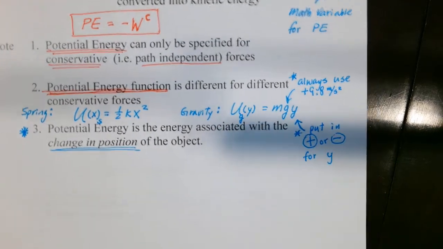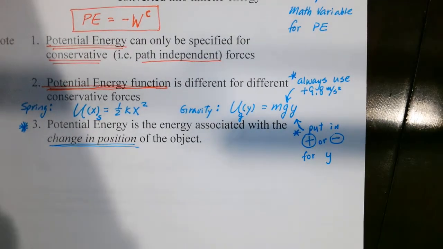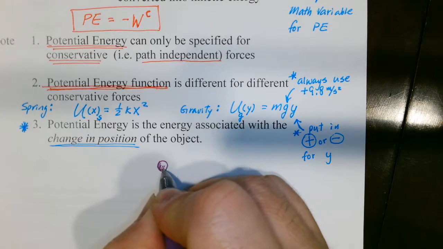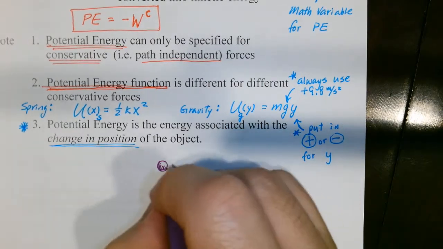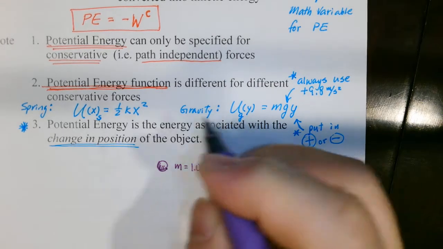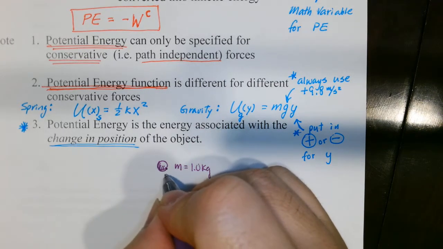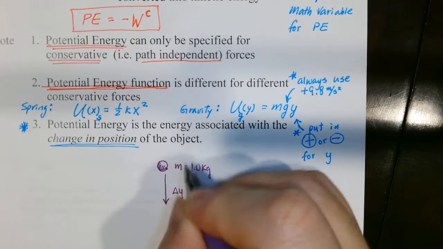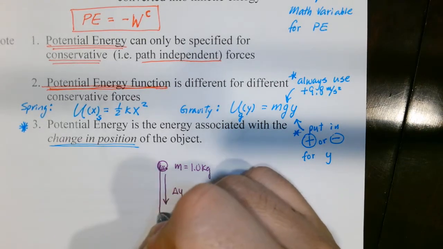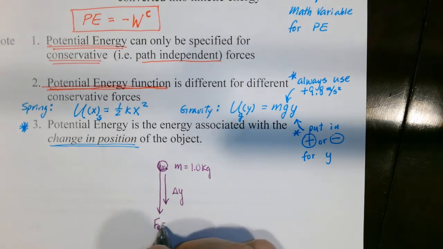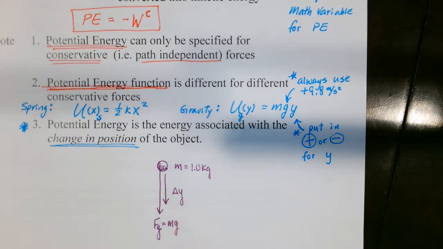Okay? So let's just say we have a 1 kilogram object. The mass of this object is equal to 1 kilogram. And it's going to be going down. Let's say we're going to lower this thing by delta y. And here is my Fg, which is equal to m times g.